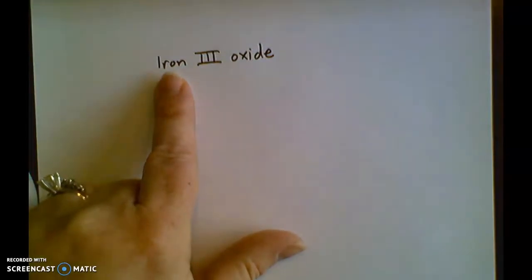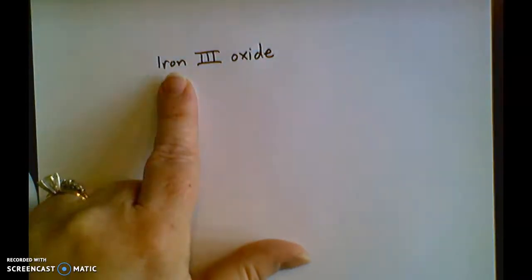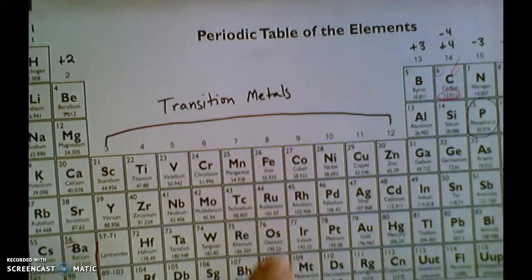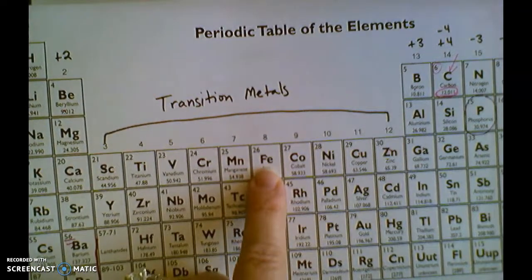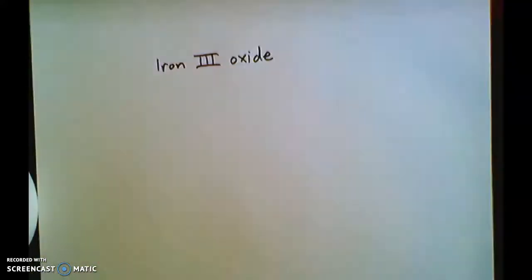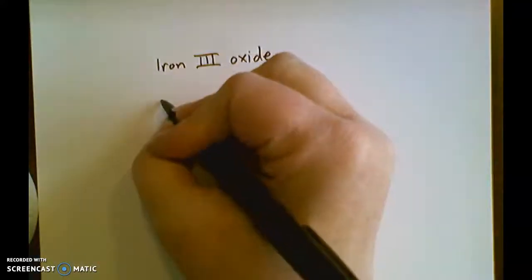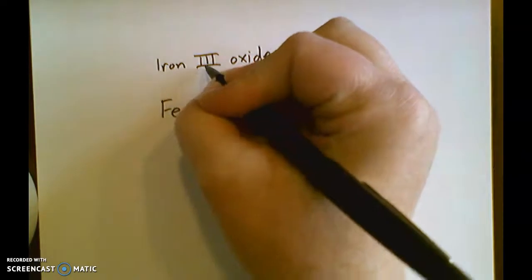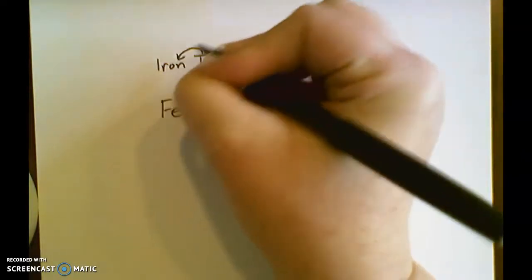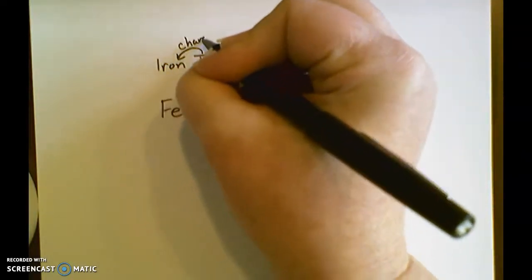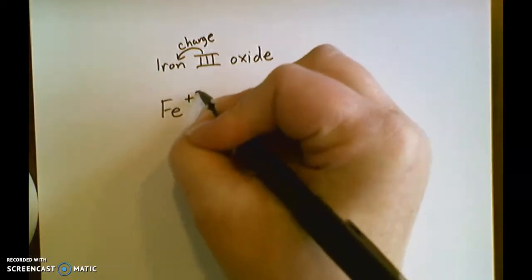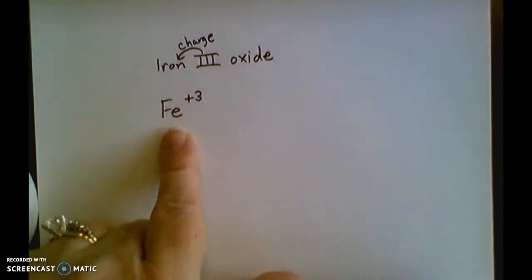So I'm going to find the symbol for iron on the periodic table. It's one of the trickier ones. Fe is iron. Again, it's in this transition metal region of the table, so I don't know its charge except for the fact that I have this Roman numeral here. So that is the charge on iron. I've got a +3 charge.